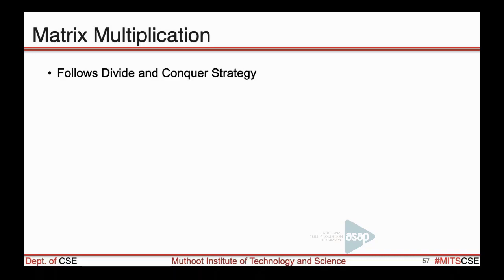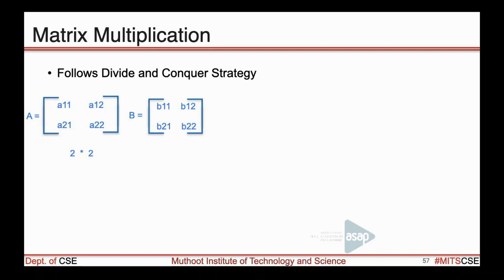We can check out one more example, that is matrix multiplication. It also follows the divide and conquer strategy. Consider I have an array A with the elements A11, A12, A21 and A22 of order 2 by 2, and a B matrix with B11, B12, B21 and B22 with the order 2 by 2. When you multiply, we have to check that the column of the first array and the row of the second array are the same, then only we can multiply.